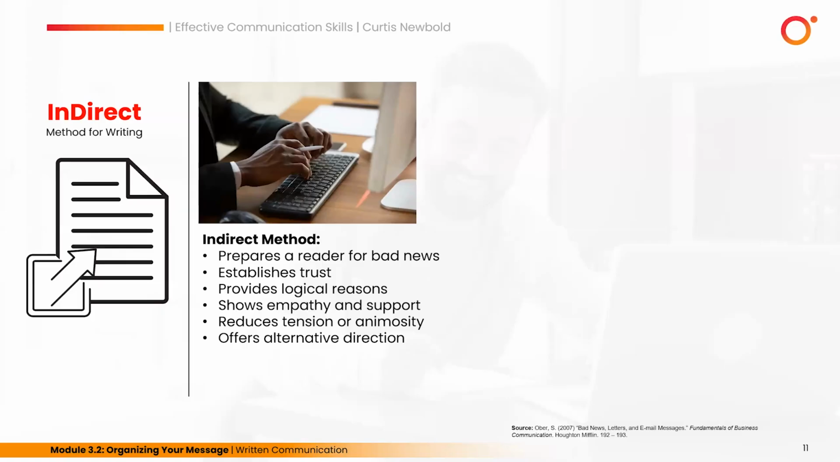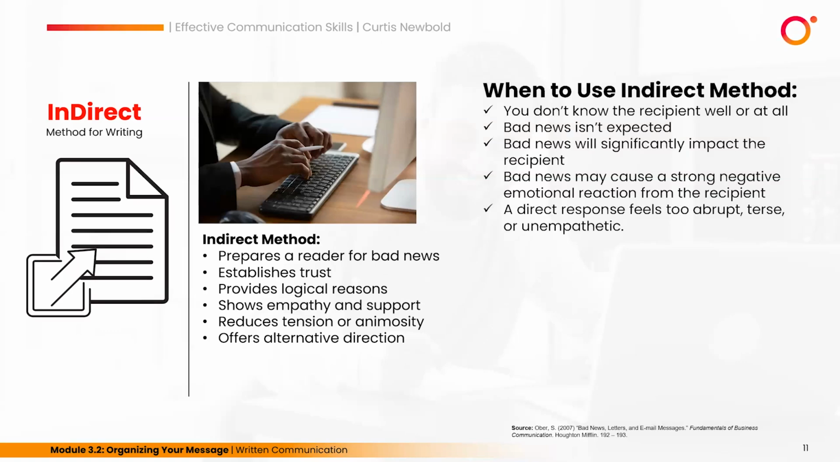It shows empathy and support for the person you're giving the message to. It can reduce tension or animosity. So if your message is going to make people upset, it can at least reduce some of that tension and anger. It can also offer an alternative direction. Sometimes bad news can come with new possibilities and opportunities, and this is a chance to present that effectively to the person you're sending the message to. Okay, so when would you use the indirect method? Well, if you don't know the recipient well or at all, sometimes that might encourage the need for this.